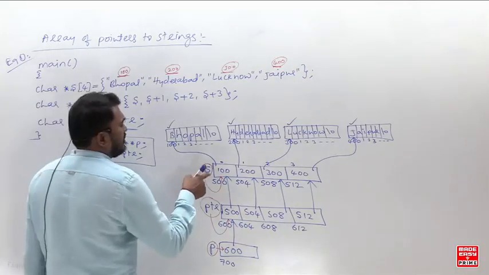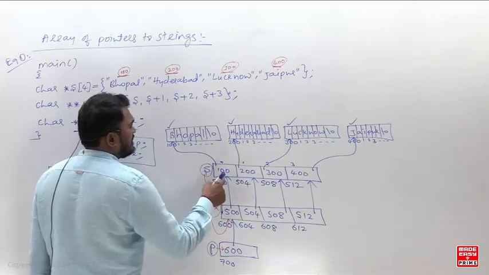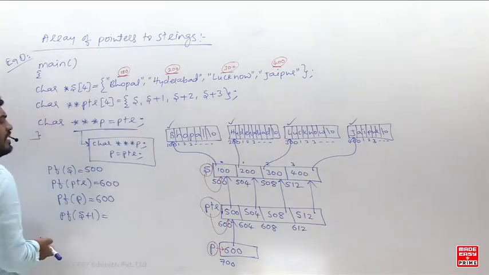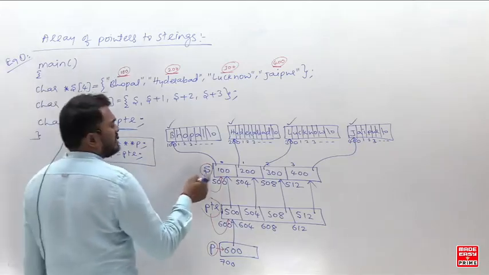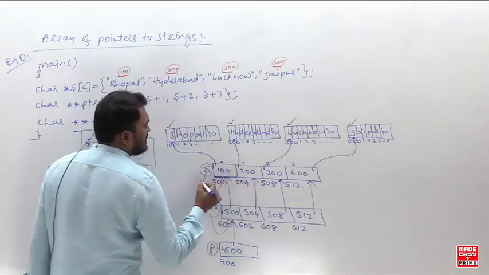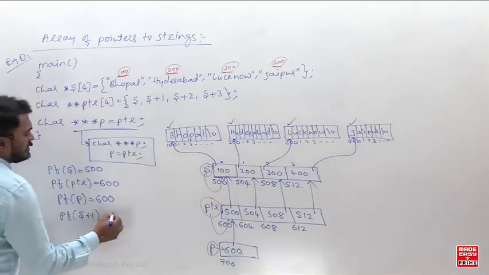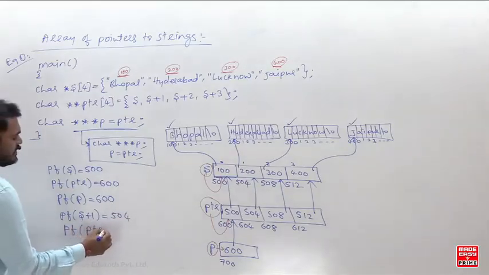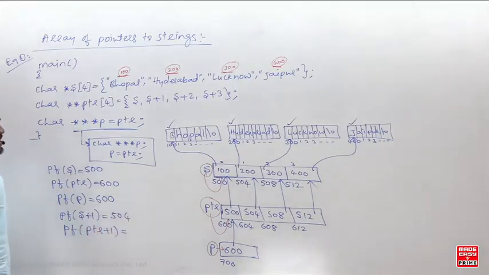So yes is a pointer only. Pointer to what? This element. Whenever you increment a pointer, it will increment with respect to the size of the element to which it is pointing. So it is pointing to this element. What is the size of this element? 4 bytes. So it will become 504.